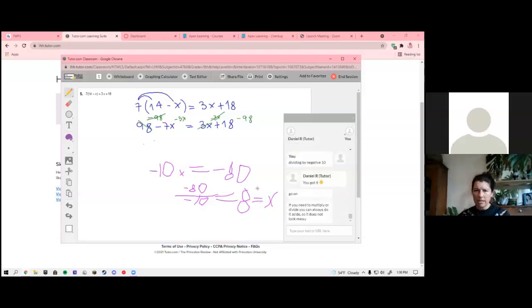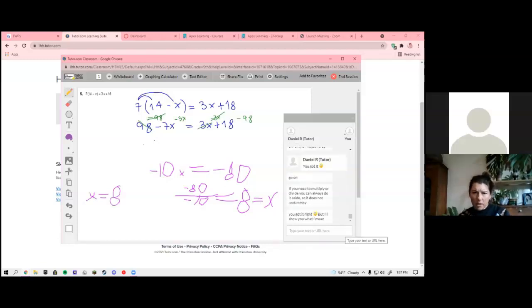All right, let's see what he says. If you need to multiply or divide, you can always do it on the side so it does not look messy. Oops. Okay, that's fine. So I guess I'll just say x equals 8 over here. You got it. Perfect. So they're going to show what they mean. It's also helping you organize your information, which is great.